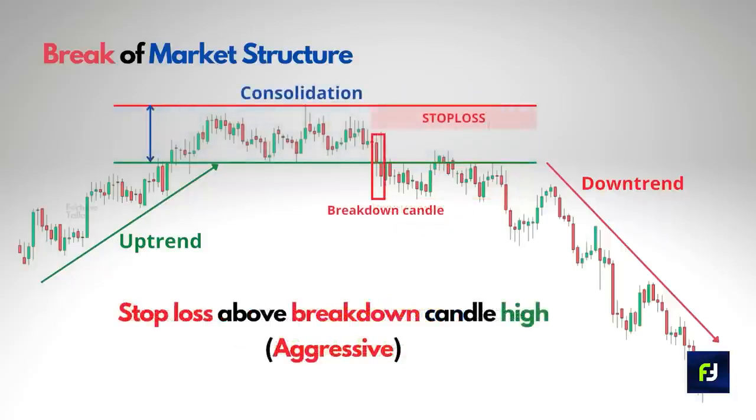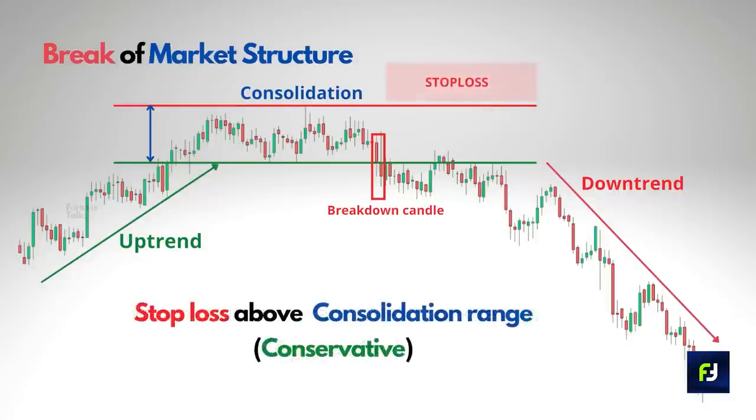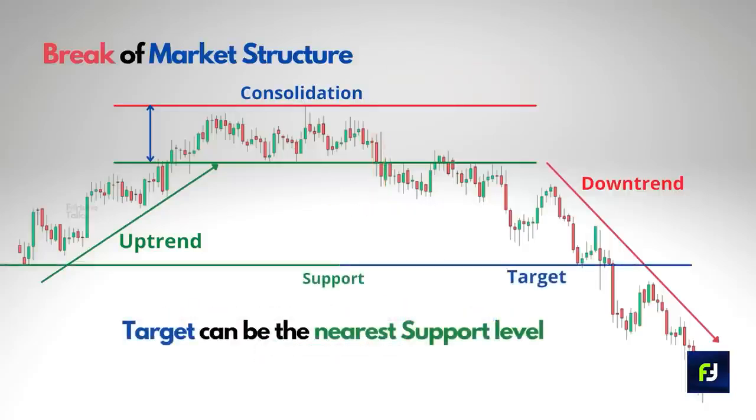In case of a tighter stop loss, you can keep the stop loss above the breakout candle high, and to be much safer and to avoid deep pullbacks, you can even place the stop loss above the consolidation range. The target in this case will be the nearest support level.